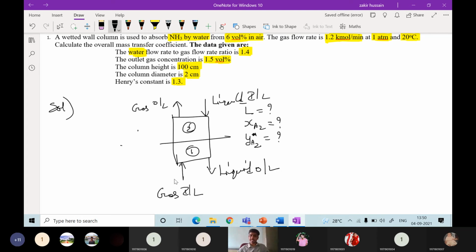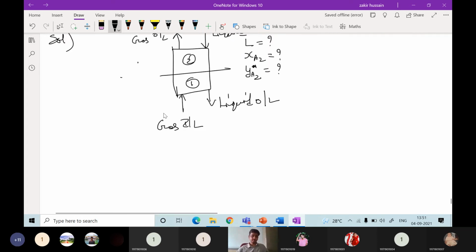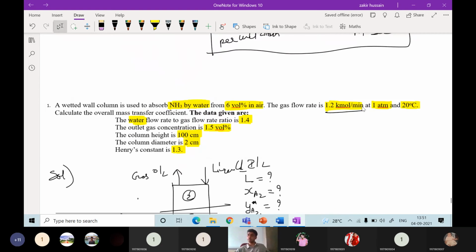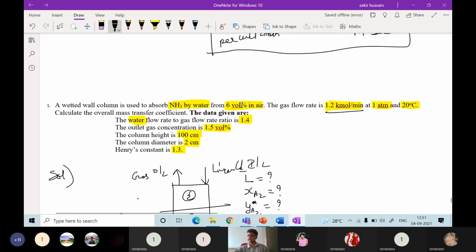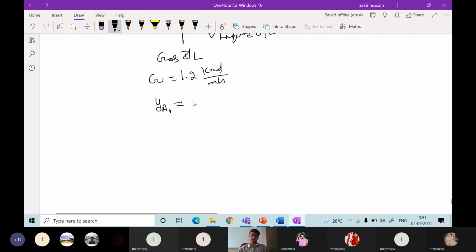The next one is the gas inlet. So for the gas inlet, G, this variable is 1. So G is common. So G they have given. This is 1.2 kmol per minute. Then the next one is the mole fraction of component A in the gas inlet, YA1. YA1 they have given. That is 6 volume percentage in the air, meaning 6 divided by 100. So nearly you will get 0.06. Then the equilibrium mole fraction of component A in the liquid, which is XA1 star, is equal to how much? We don't know. We have to find it using Henry's law.